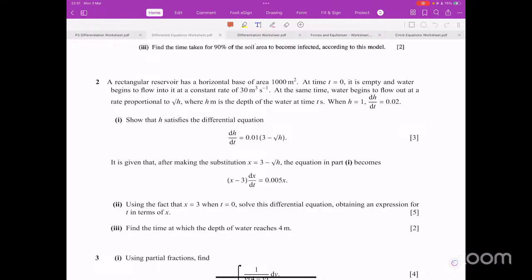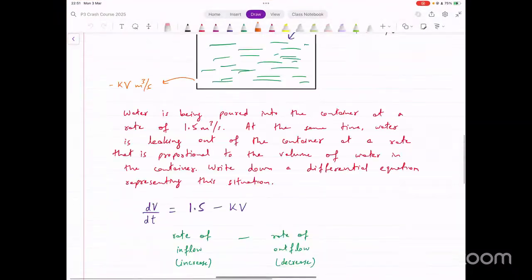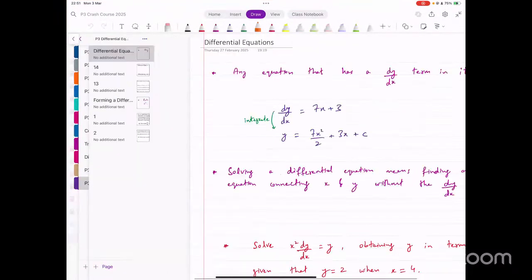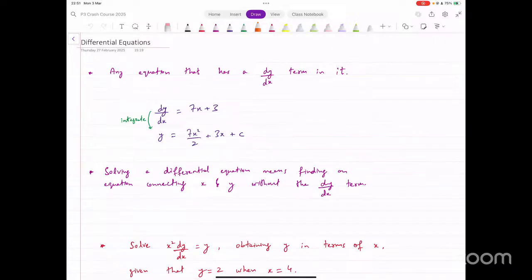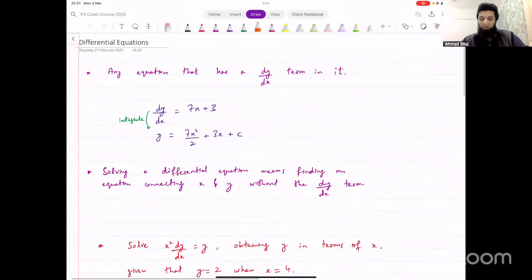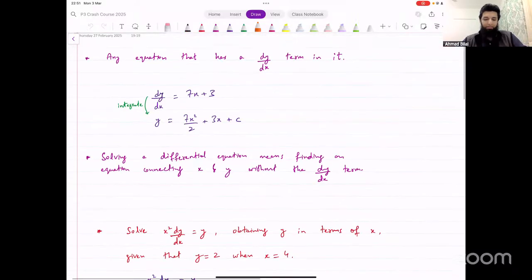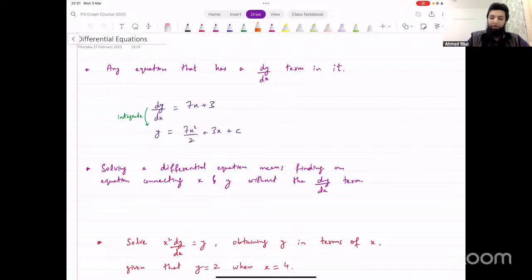So we completed all the concepts of differential equations in the last session. It's mostly integration. If you know integration well, differential equations is not really that difficult because it has the same concepts with just a couple of additional steps that you have to follow. So what is a differential equation? It's any equation that has a dy over dx term in it, right? Any equation that has a dy over dx term, we call that a differential equation.